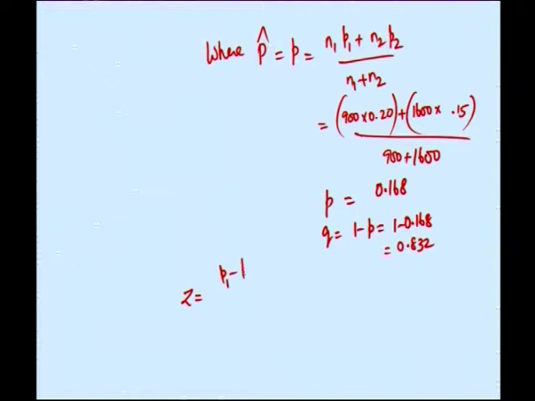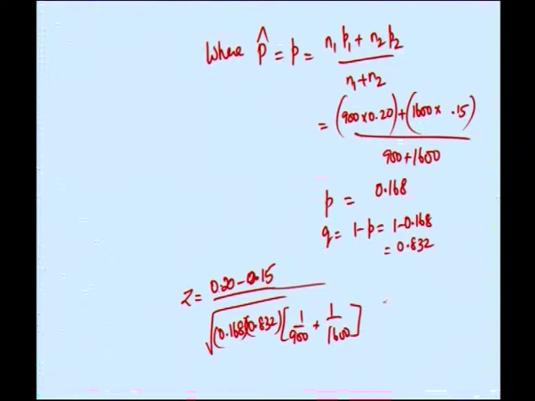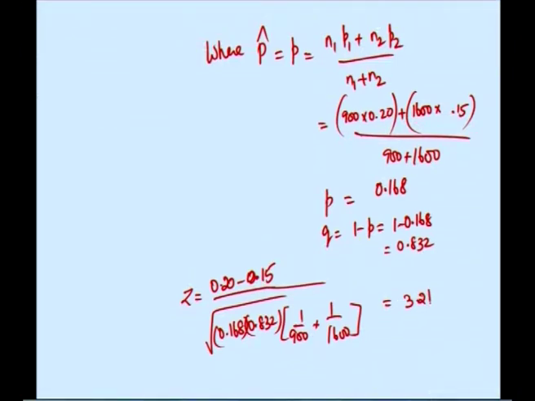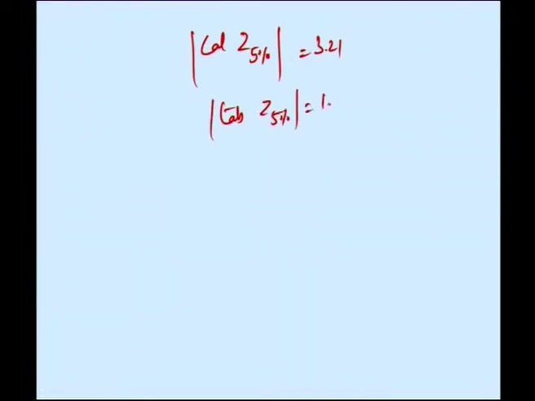And now we go ahead with calculating the Z value. Z is P1 minus P2 divided by root of PQ, where PQ is 0.168 into 0.832, into 1 by N1 plus 1 by N2. I will substitute the values directly: 0.20 minus 0.15. After calculation, the value comes to be equal to 3.21. So, calculated Z at 5% is 3.21 and tabulated Z at 5% is 1.96. Since the calculated value of 3.21 is greater than 1.96, H naught is rejected.